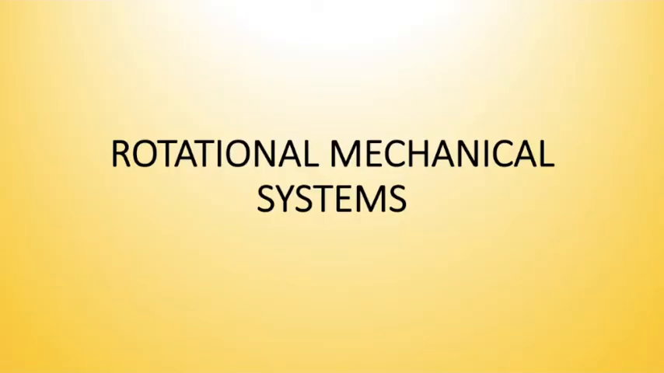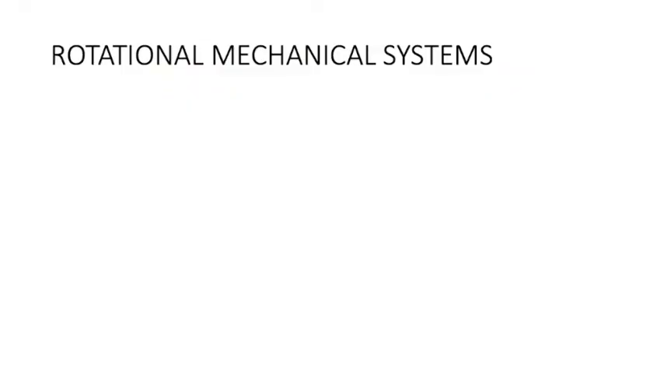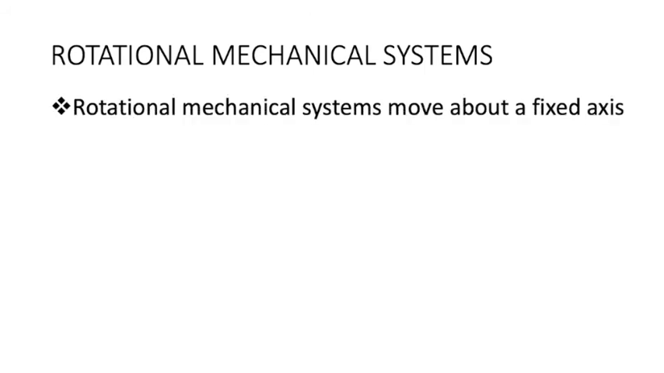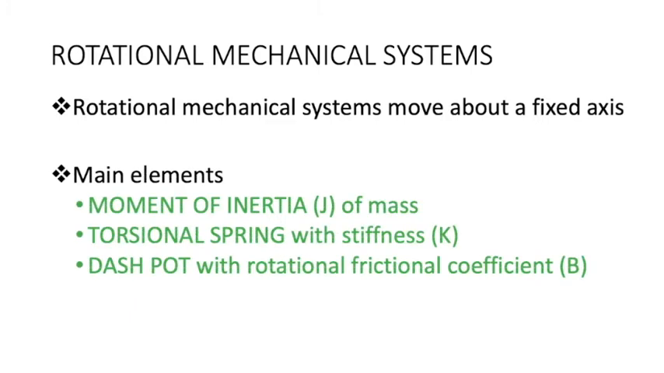Rotational mechanical systems. Rotational mechanical systems are systems which move about a fixed axis. The main elements in rotational mechanical systems are moment of inertia, torsional spring, and dashpot. The moment of inertia is represented by J, the stiffness of the torsional spring is represented by K, and the rotational frictional coefficient of the dashpot is represented by B.